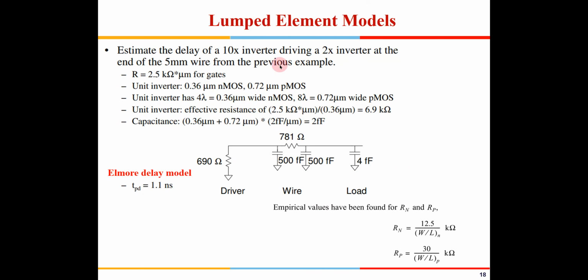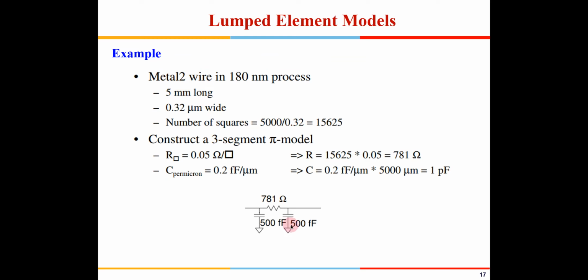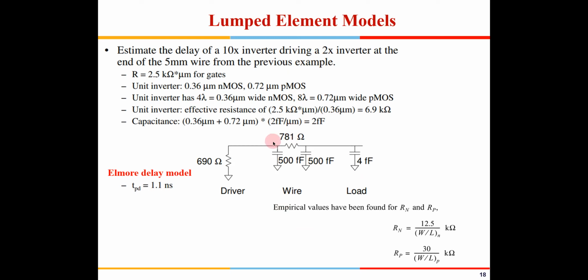Now if you see the problem, something would be like this. Estimate the delay of a 10x inverter driving a 2x inverter at the end of a 5 millimeter wire from the previous example. We have already computed this model out here. Now we are going to use that model. A 10x inverter is driving, so the 10x inverter will be modeled as a resistance, and the next stage, the 2x, which is the load, will be modeled as a capacitor. So this is a resistor, and this is a resistor, and this is a capacitor out here. Obviously, we are neglecting the drain capacitance of the driver.